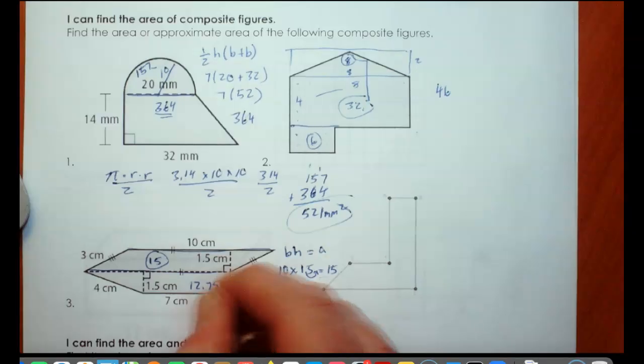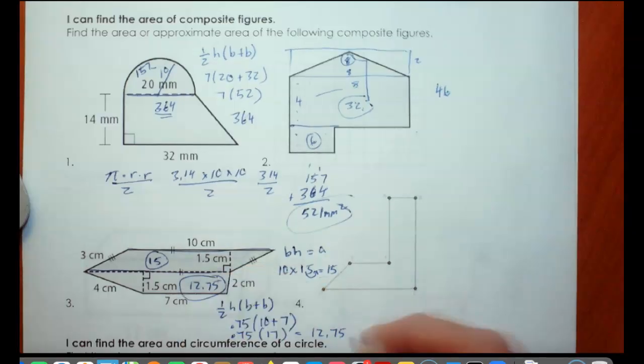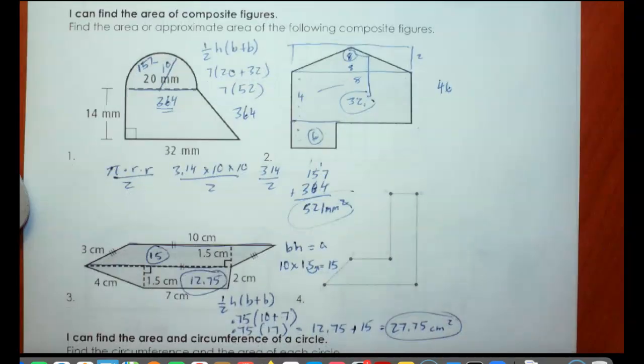12.75. So now we have to add those two areas together. So we take the 12.75 and we add the 15, and that looks like 27.75 centimeters squared. Sure answer to that.